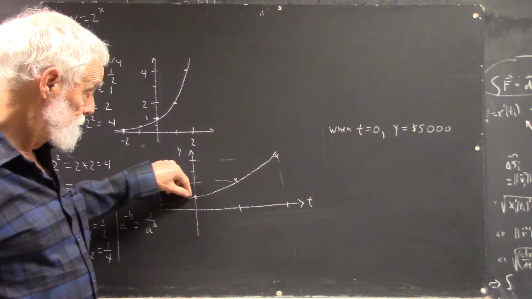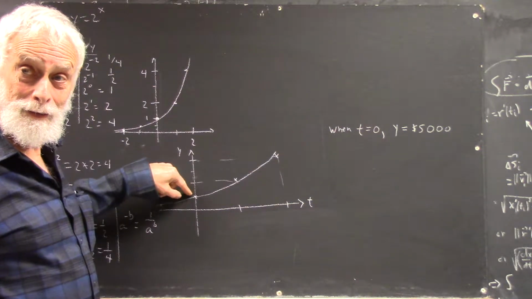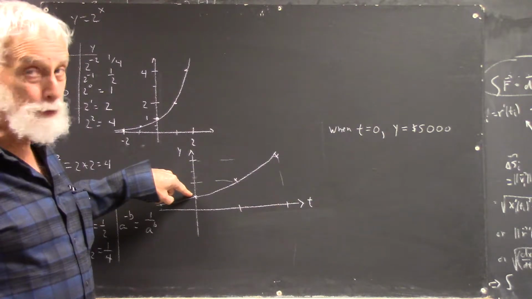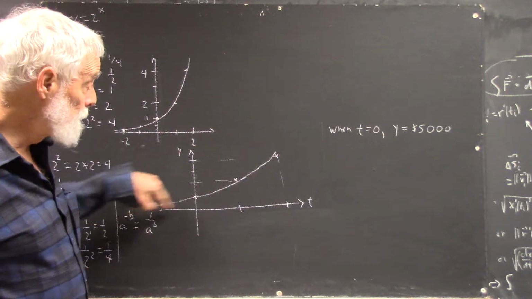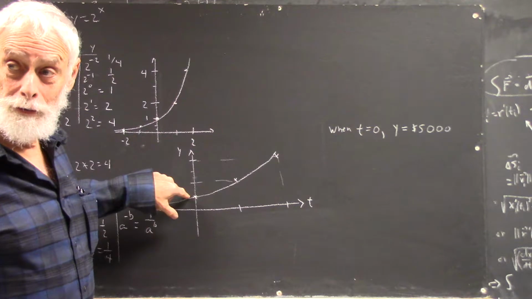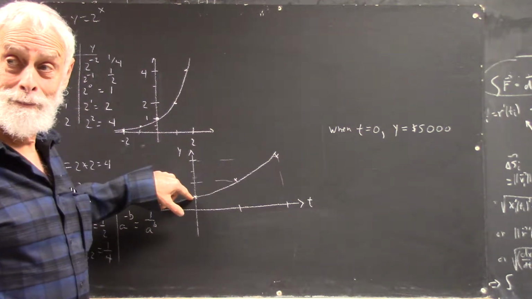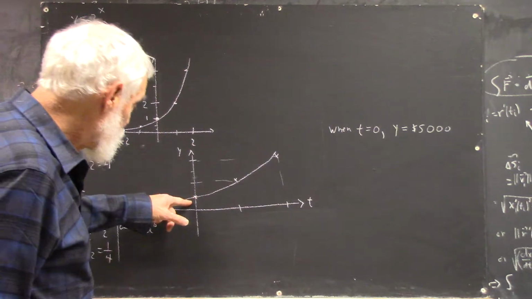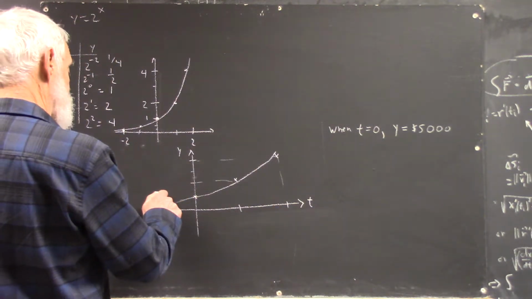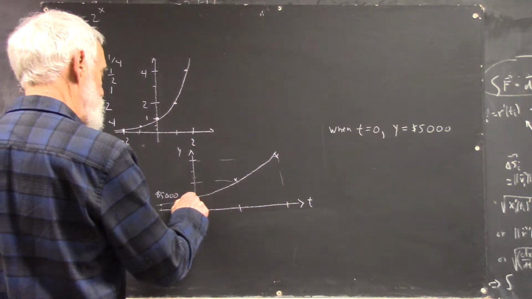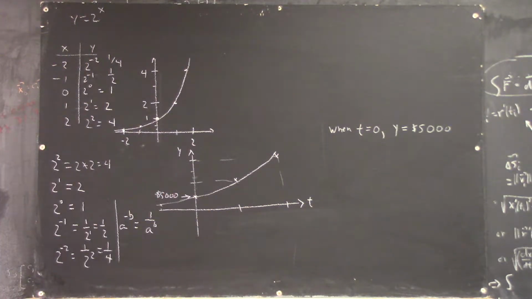On the y-axis. Yeah. Huh? On the y-axis. Right. Yeah, there. Because that's where t equals 0, right? It's the only place on this curve where t equals 0. Okay? So that has to be it. Which means that this has to be $5,000. Okay, so that tells me how the t-axis has to be labeled, right?